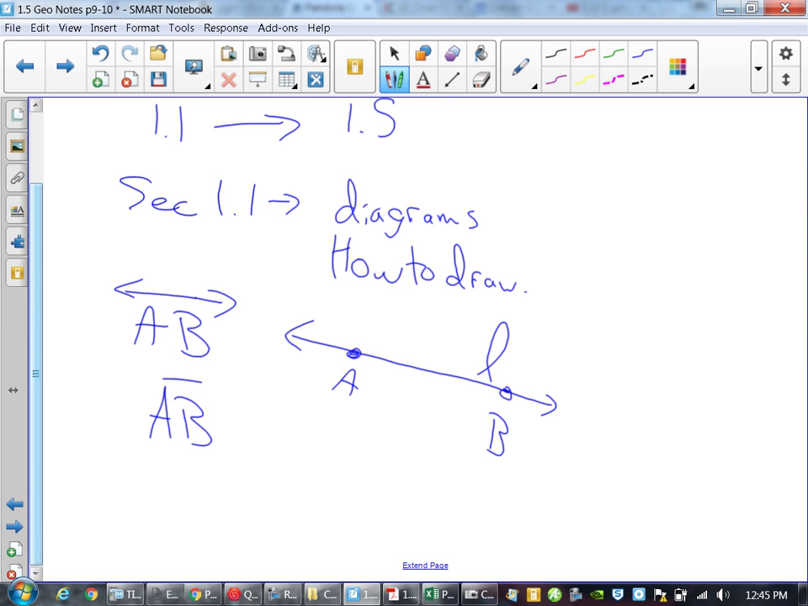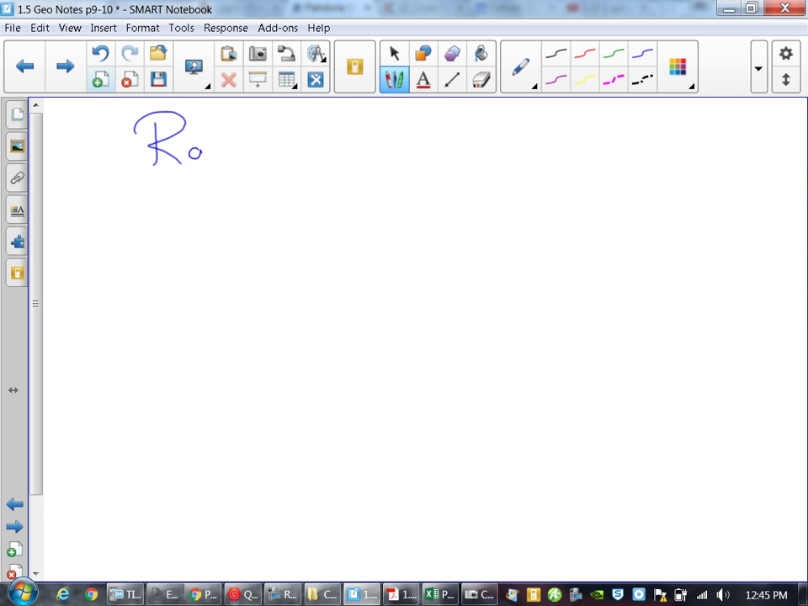What does matter is when you start talking about rays. If it's ray XY, what's important about X? X has to be the endpoint.